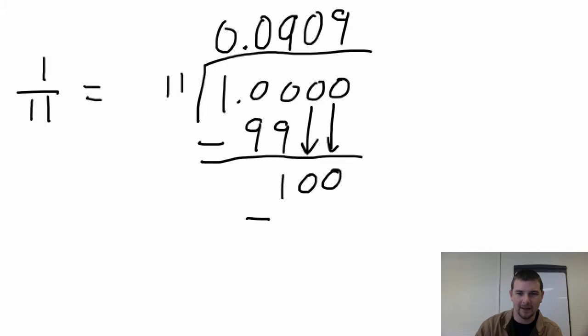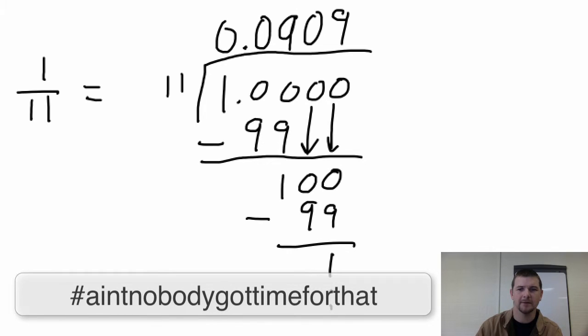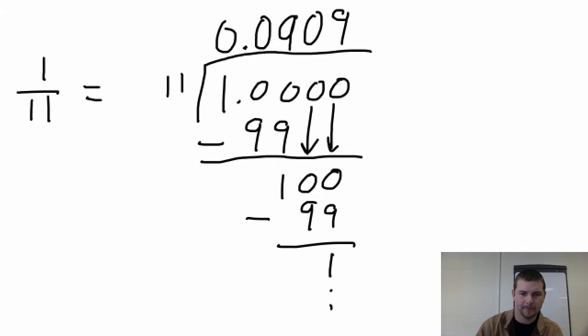And almost immediately, we have hit a pattern, a repetition of 0.090909. So we've found this pattern. Let me complete this. 9 times 11, 99. So rather than continuing all day long, let's write it this way. 0.09 with a bar over the 0 and the 9.